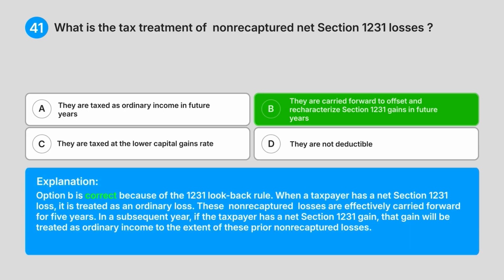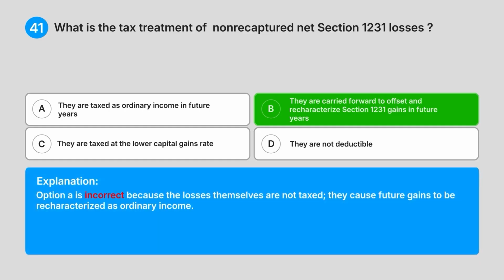Explanation. Option B is correct because of the 1231 look-back rule. When a taxpayer has a net Section 1231 loss, it is treated as an ordinary loss. These non-recaptured losses are effectively carried forward for 5 years. In a subsequent year, if the taxpayer has a net Section 1231 gain, that gain will be treated as ordinary income to the extent of these prior non-recaptured losses.